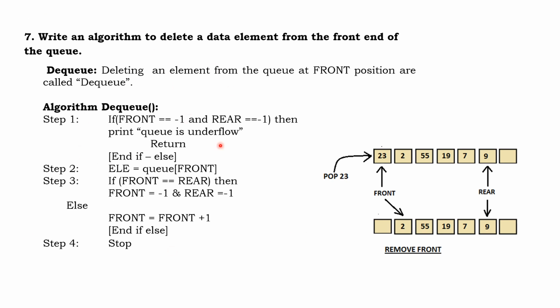This process will be repeated until both the pointers reach one position. If both the pointers reach one position, then set them to -1 to make the queue empty. Hope you understood.